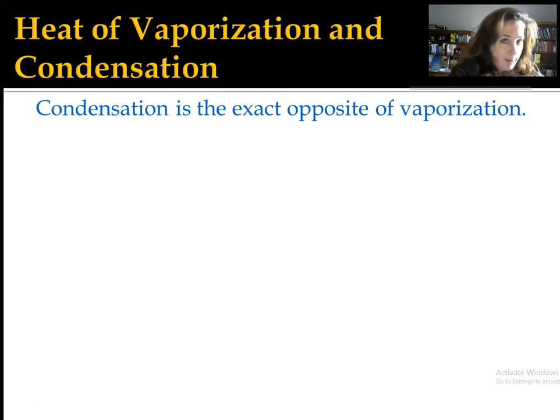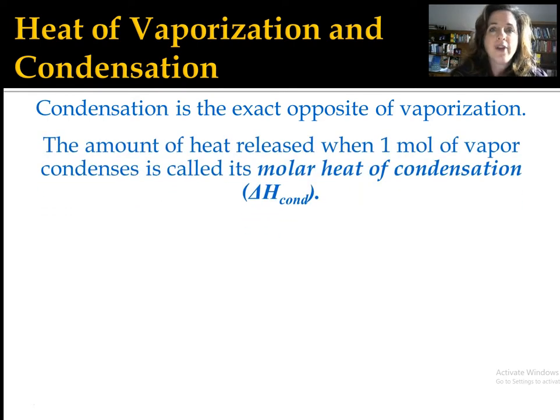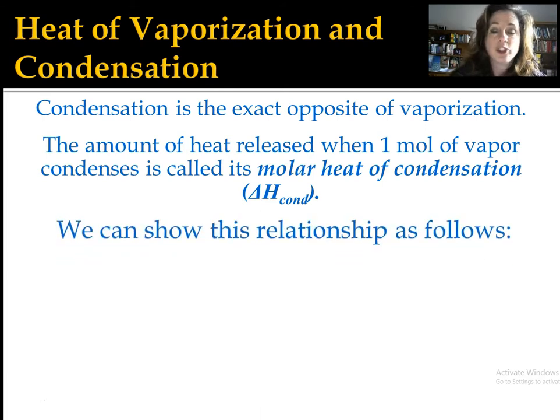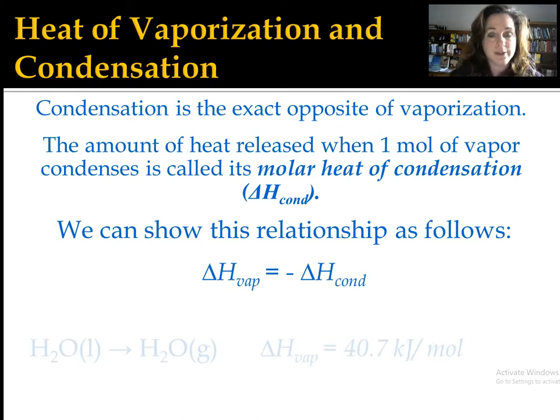So we just talked about vaporization. And vaporization, just remember, is when liquid goes to steam. Now we're going to look at the reverse of that, when steam condenses back to liquid. So condensation is the exact opposite of vaporization. The amount of heat released, this is exothermic, when 1 mole of vapor condenses is called its molar heat of condensation. We can show this relationship as follows. The molar heat of vaporization has the same value number-wise as the molar heat of condensation. It's just opposite in direction.